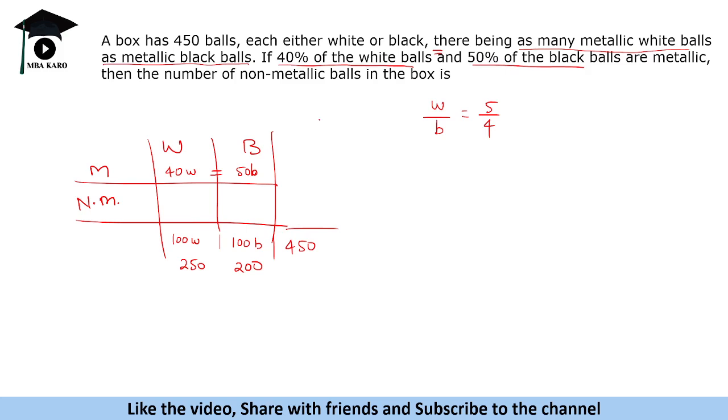Now we need to find the non-metallic balls. 40 percent of the 250 gives 100 white balls that are metallic, and 100 black balls are metallic. So we have 200 metallic balls. Non-metallic, we will have 250 balls, which are non-metallic in nature. So the answer will be 250, and that is the answer to this question.